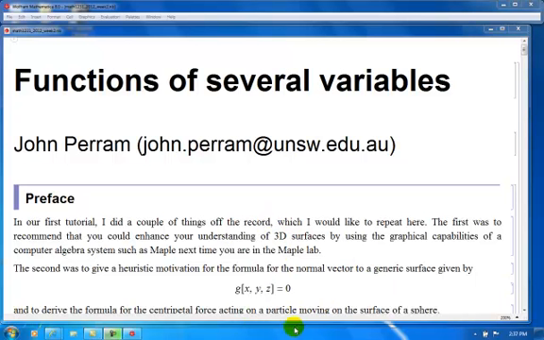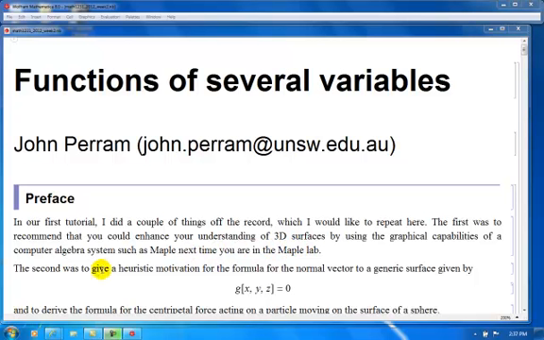In our first tutorial I did a couple of things off the record which I would like to repeat here and complete as well. The first was to recommend that you could enhance your understanding of three-dimensional surfaces by using the graphical capabilities of a computer algebra system such as Maple next time you're in the Maple lab.